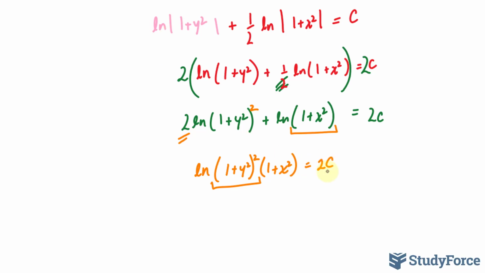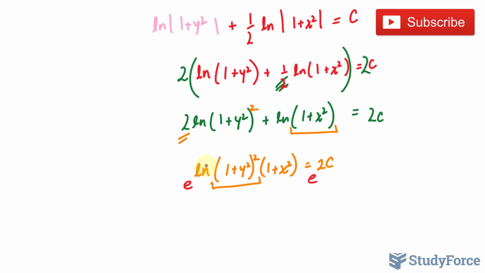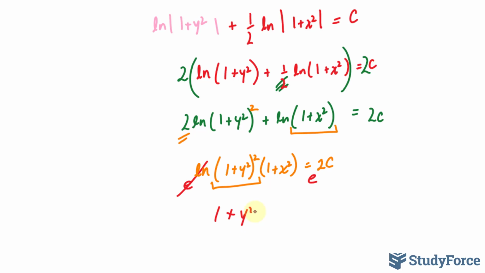Now, what I can do to get rid of this ln is raise it to the base e. And I have to do that to both sides. So if I raise this to base e and this to base e, this ln and this e will go away. And I have 1 plus y squared to the power of 2, bracket 1 plus x squared is equal to e to the power of 2c.